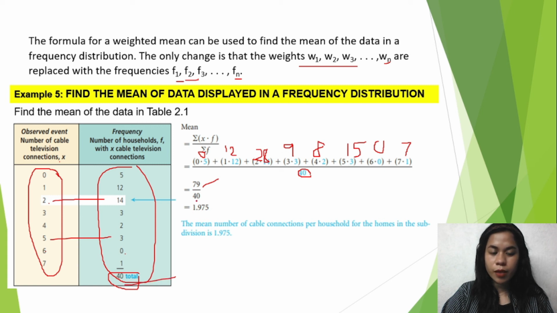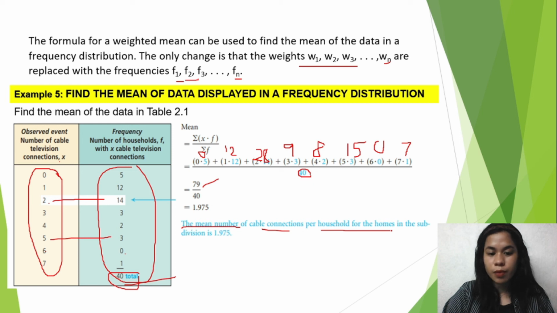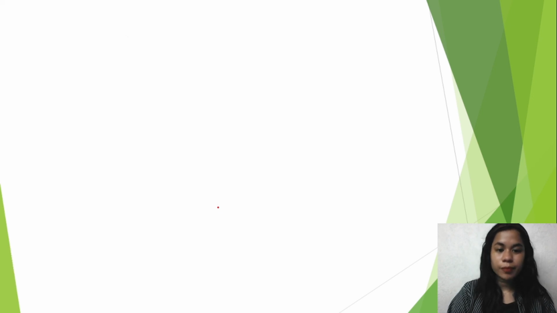So 79 divided by 40, we have 1.975. Therefore, the mean number of cable connections per household for the homes in the subdivision is 1.975. So, that's all. We just use the same formula to find the weighted mean of the data in a frequency distribution. And we can now get the weighted mean for this problem.